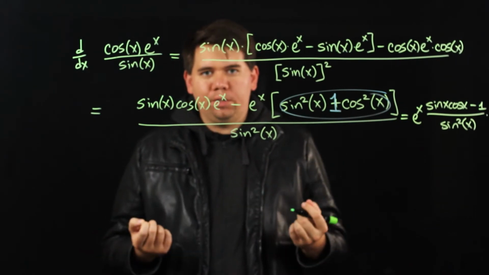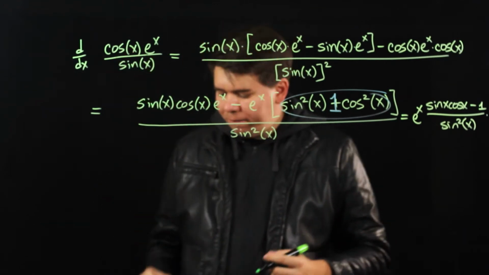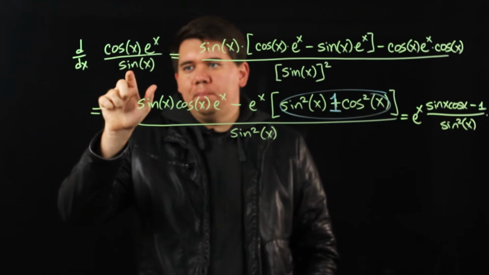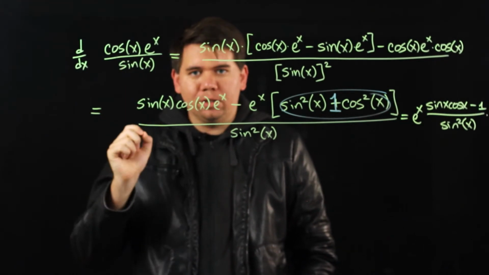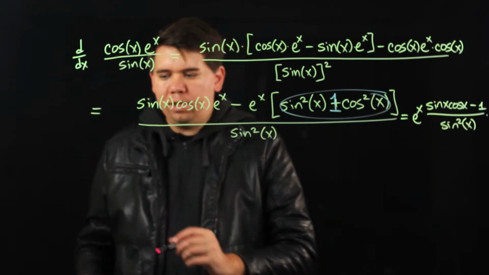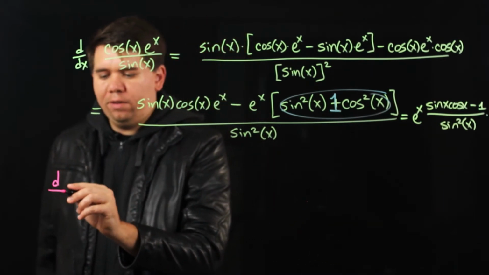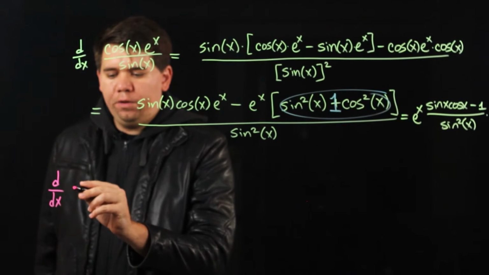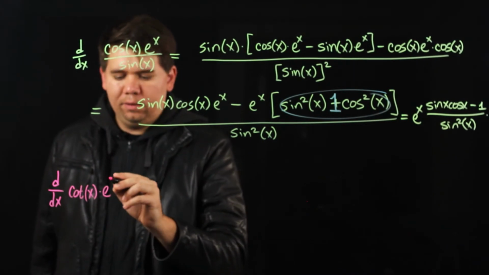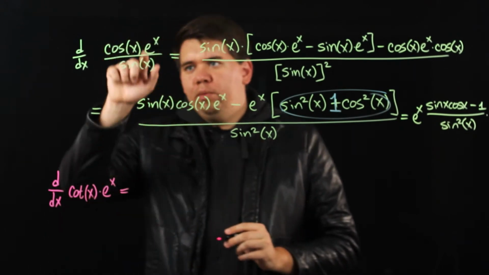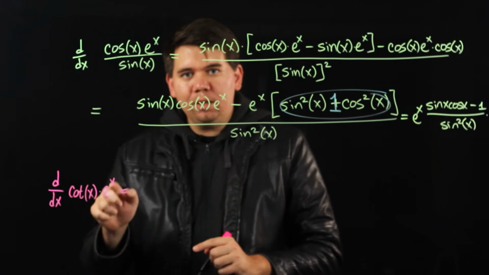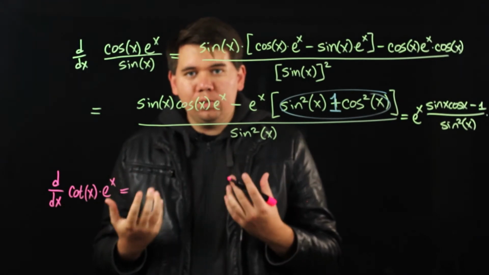Is there anything we could do? Well, we could have started at the very beginning by noticing that cosine divided by sine is just cotangent. Sine divided by cosine is tangent. Cosine divided by sine is cotangent. So here we actually have the derivative of cotangent of x times e to the x. And when we fold that into cotangent, we no longer have a quotient here. It's merely a product. So we can just use the product rule.